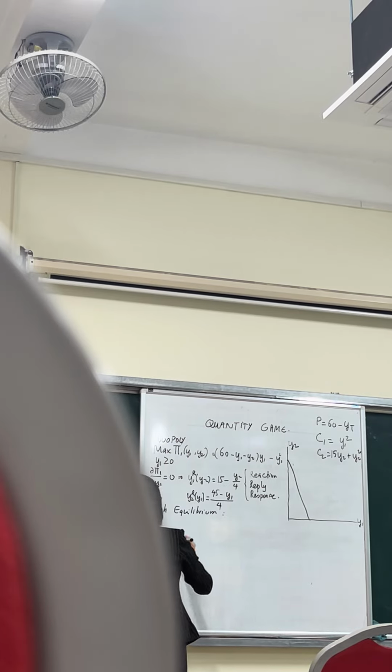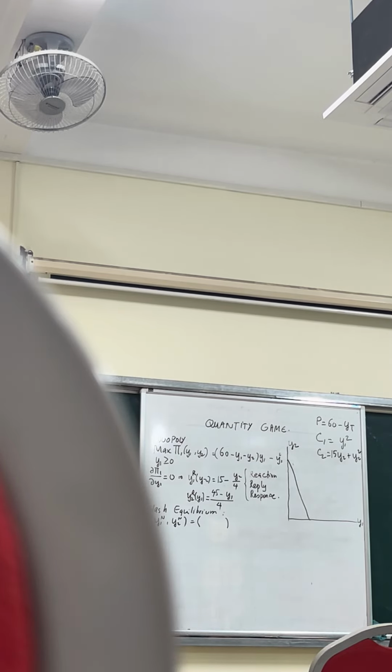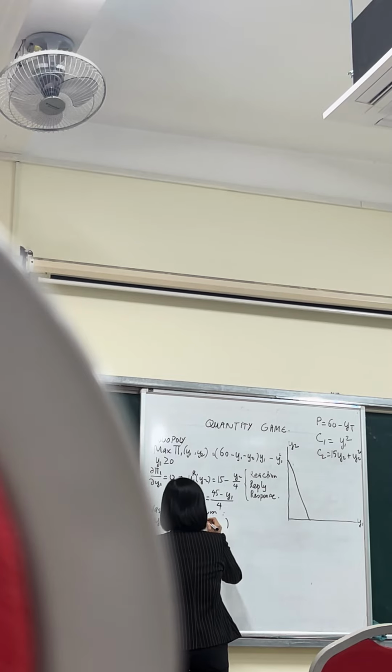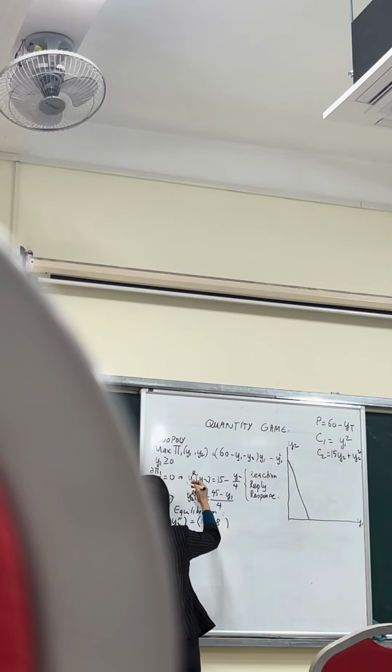Okay, so you tell me what is y1 Nash, y2 Nash equal to? Give me the answers for the Nash equilibrium output, the pair of outputs. 13 and 8, yes. 13 and 8. You solve these two simultaneously.